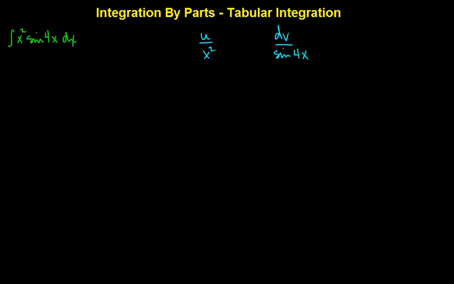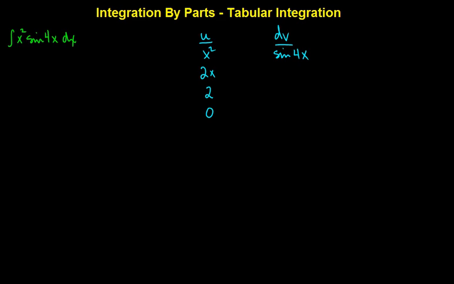Now we're going to repeatedly differentiate the u column and repeatedly integrate the dv column. So the u column is pretty easy. That's x squared becomes 2x and then 2, and we stop when we get to 0. Now the integration is a little bit more complicated.